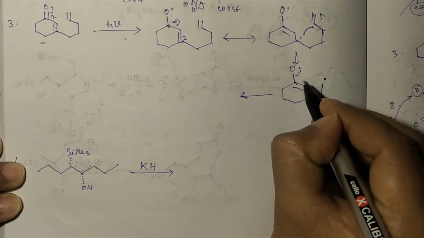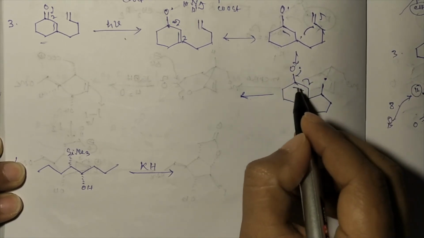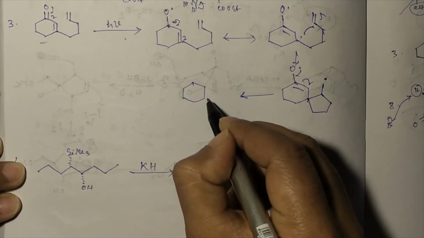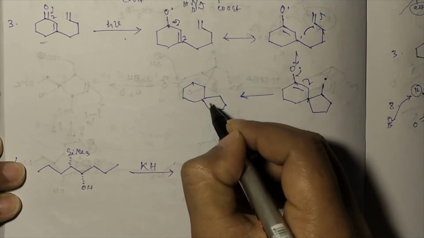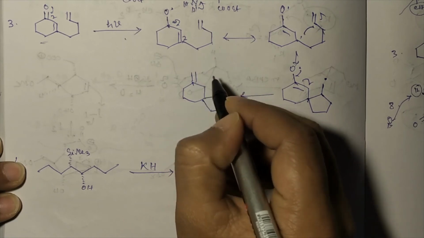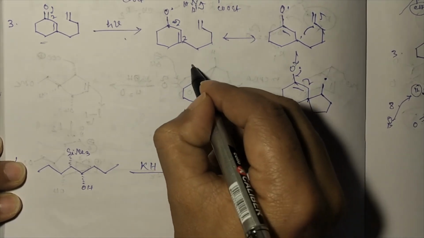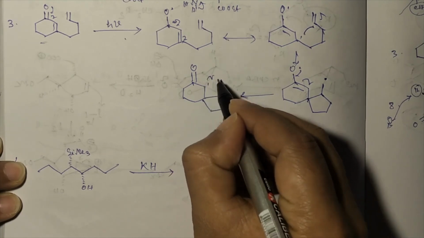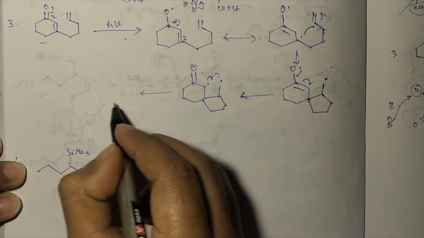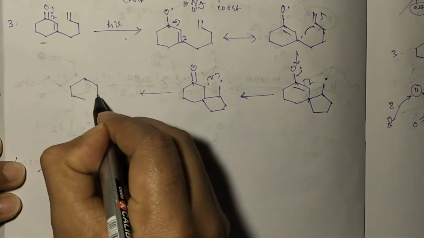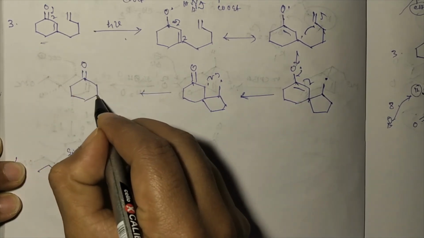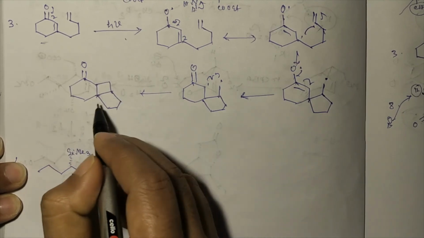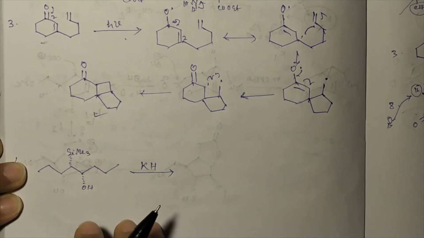Now this radical will come into resonance. So here, now these two radicals will dimerize to form the product, this. So this will be the product.